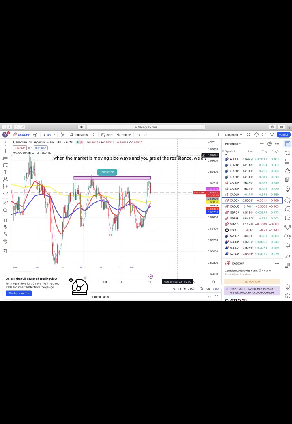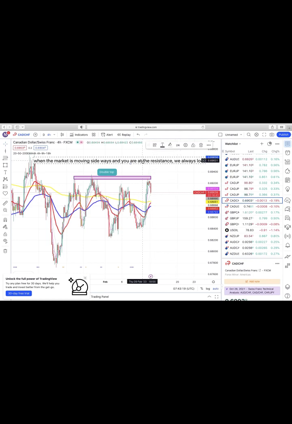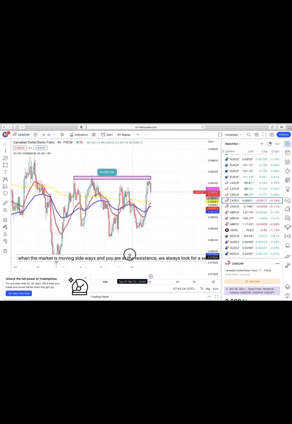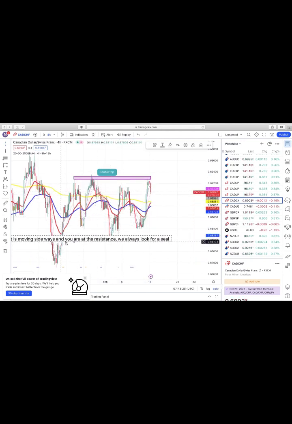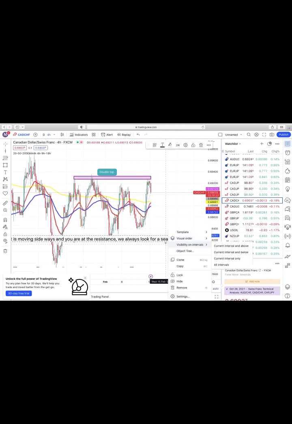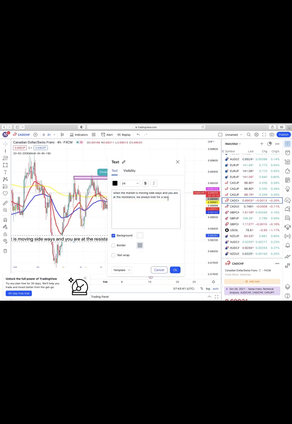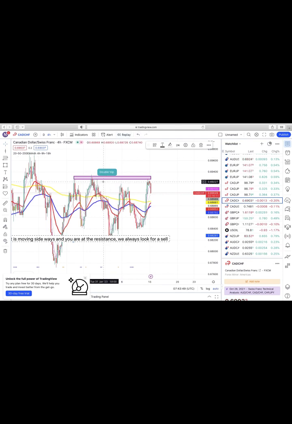This is what we are talking about. When the market is moving sideways and you are at the resistance, this is the resistance, a confirmed double top, we always look for a sell. This one should be a sell, guys. Yes. Now, first you have to confirm: is this a double top? How do you confirm a double top?